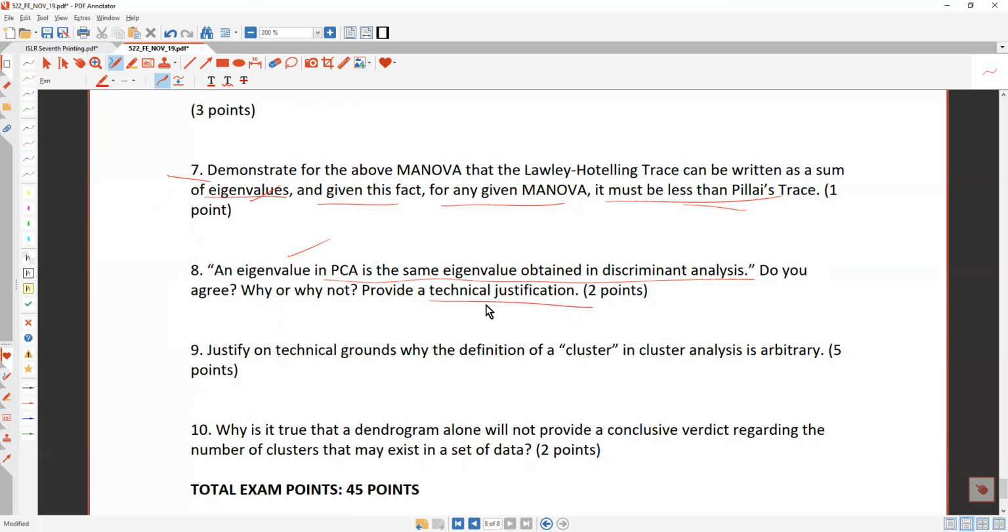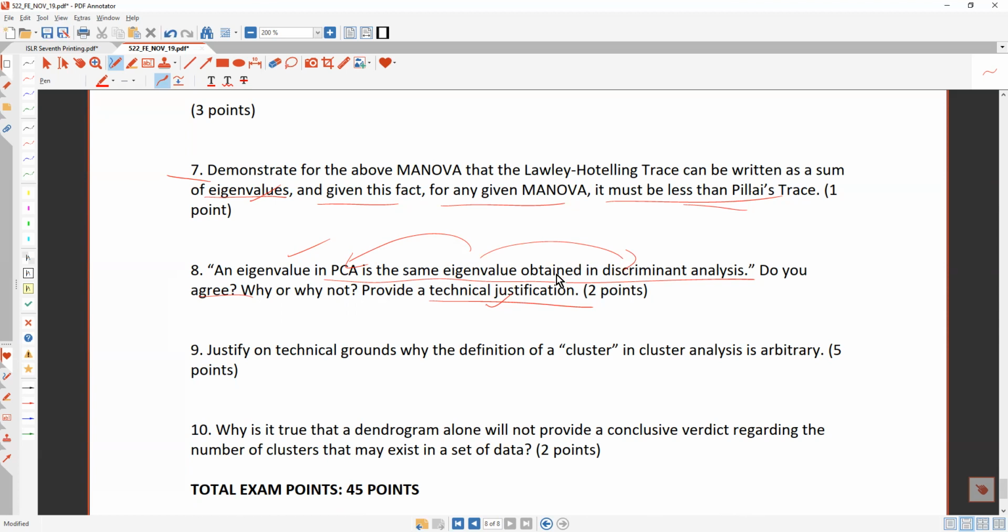Now, by the technical justification, we don't necessarily mean just throw down a whole bunch of formulas and hope something sticks. We mean think about the problem here, that the PCA and how it associates with eigenvalues in relation to discriminant analysis. How are eigenvalues defined in discrim? How are eigenvalues defined in PCA? Are they the same? Are they the same eigenvalue?